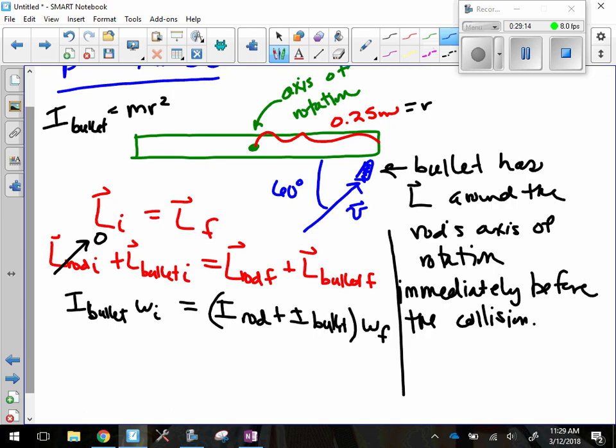So maybe I need to look at the angular momentum a different way. What might be another way I could look at that angular momentum? It wouldn't be d theta dt, because that would be the derivative of the angular momentum. That's not what I'm looking for.